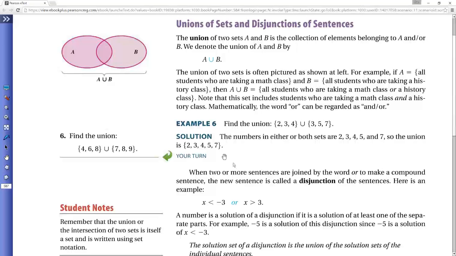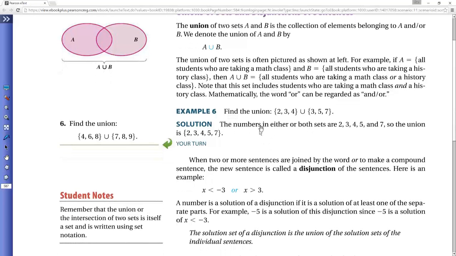Well, let's look at what union does. If I want to find the union of this set 2, 3, 4 and 3, 5, 7, I would look at that. Now the numbers in either or both sets are 2, 3, 4, 5 and 7. Now notice that the 3 is in both sets. I don't say 2, 3, 3, 4, 5, 7, right? That's what this intersection does.